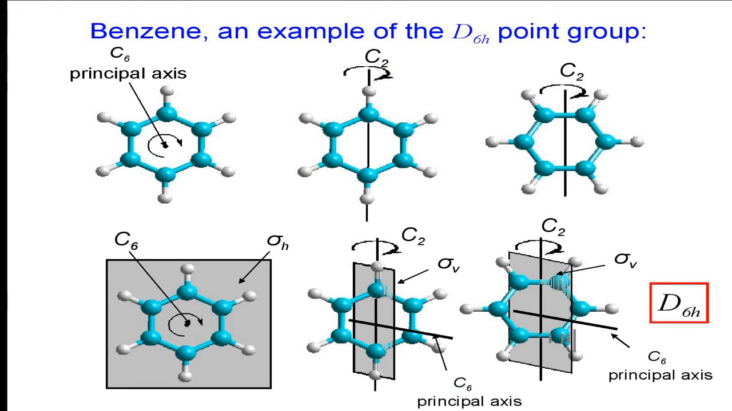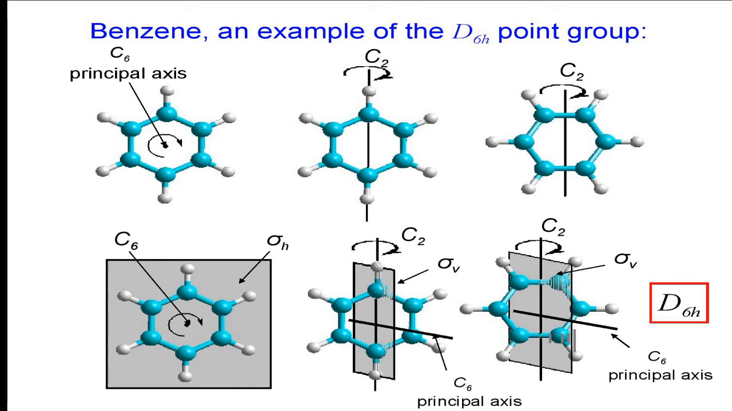Benzene is an example of the D6h point group. We can see C6 as the principal axis. There are three perpendicular C2 axes, and also we can see the horizontal plane as well as the vertical plane. Benzene possesses both a horizontal plane as well as vertical planes. Hence, it belongs to the point group D6h.